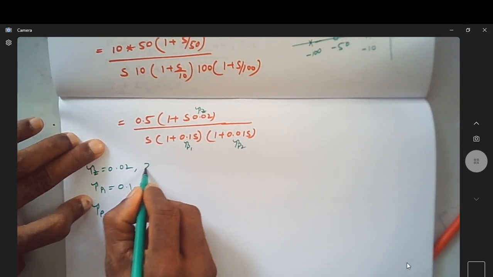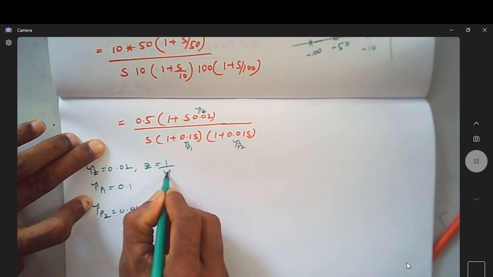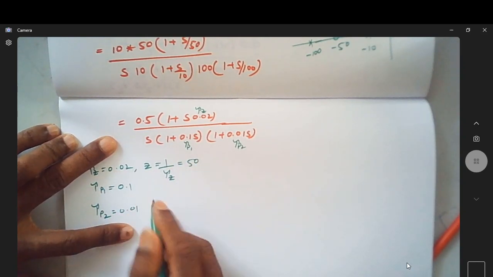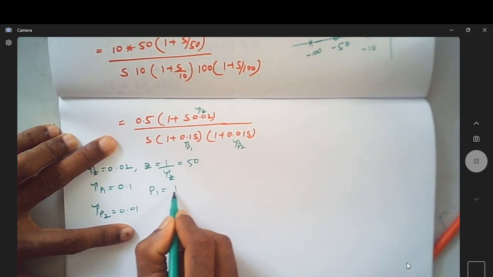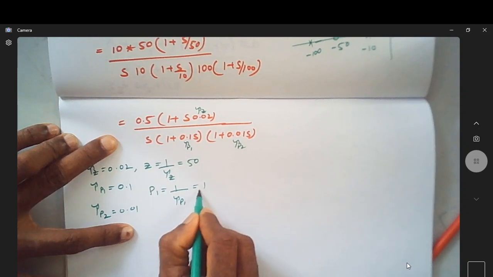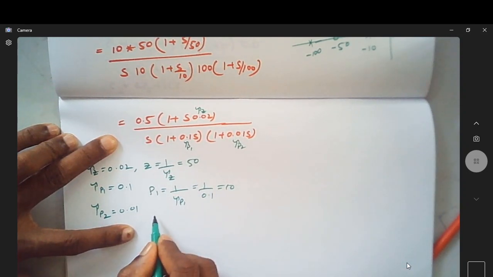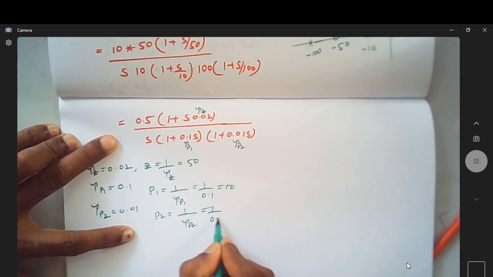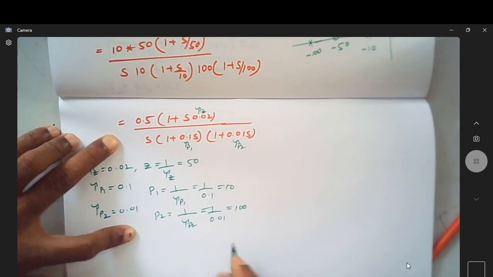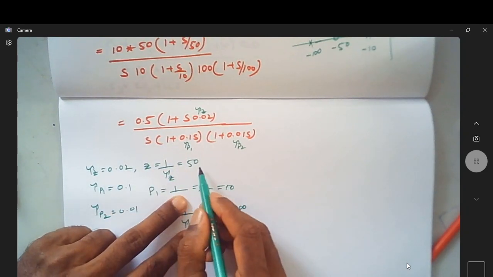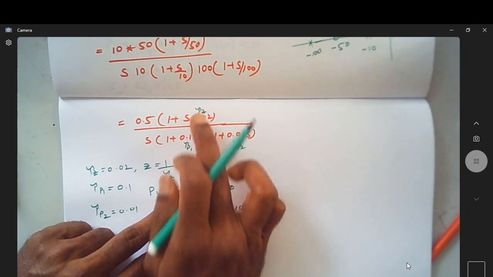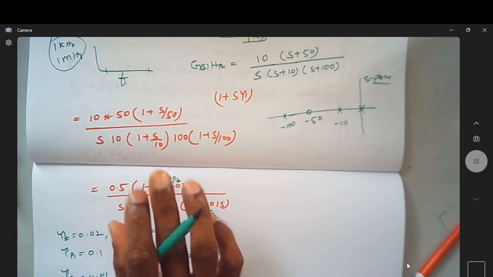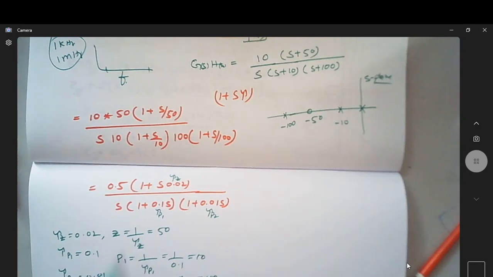So then where is the zero? Zero is actually at 1 over tau z, which is nothing but 50. It is 1 over 0.02, which is 50. So where is pole 1? It's 1 over tau p1, which is nothing but 1 over 0.1, which is 10. So where is the second pole? It's 1 over tau p2, which is nothing but 1 over 0.01. Is it not 100? So do you still have the poles and zeros at the same points of 50, 10, 100 as it was earlier? So pole zero positions will not change, only the representation changes.